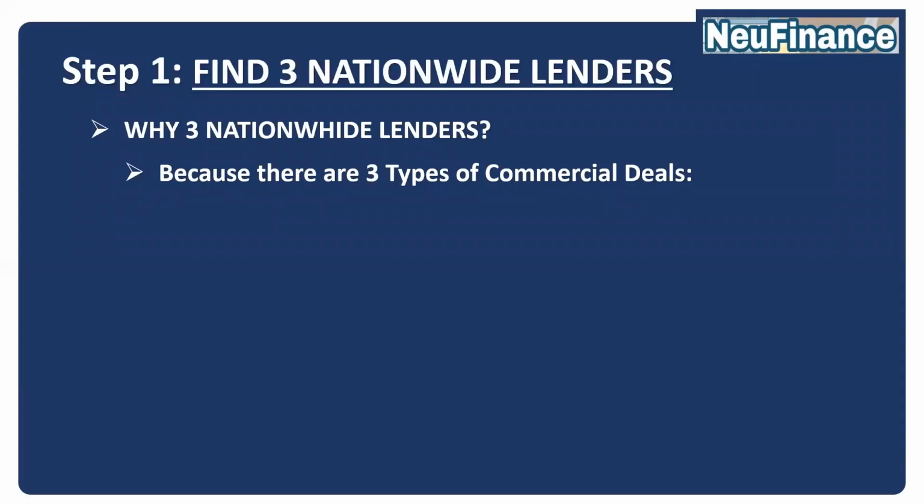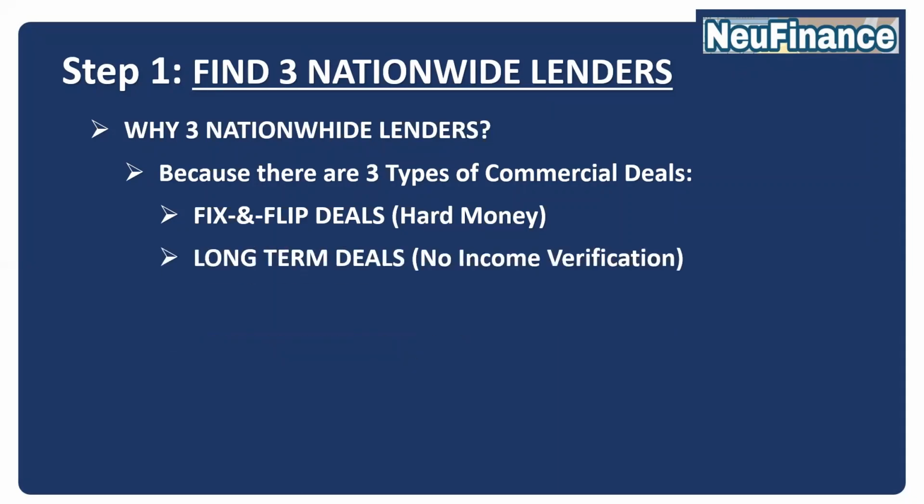I say 3 because there's typically only 3 different types of deals that you're going to be seeing in this commercial real estate space. Number 1, you're going to be seeing fix and flip deals. So a lot of real estate investors trying to churn out properties, flip them, sell them, flip them, sell them. And you're going to need a lender that fulfills that product. So you want to find first your fix and flip lender, just one nationwide lender that does fix and flips. This is typically a hard money lender.